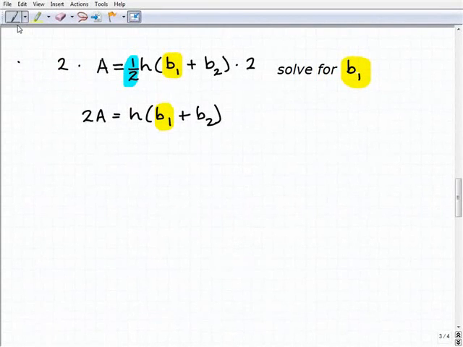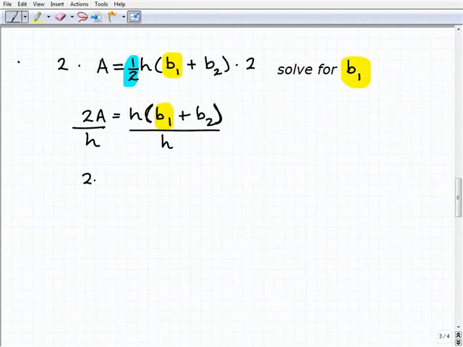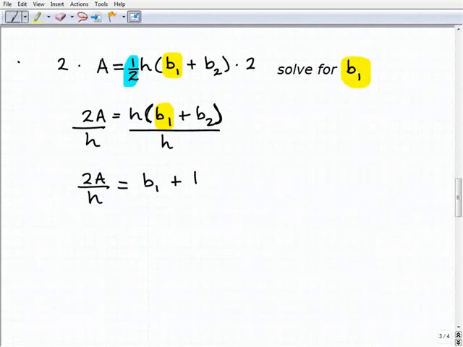From this point forward, there are a couple of different approaches you can take. Because you have h times b1 plus b2, and this is an entire quantity, some of you might have recognized that you can divide both sides of the equation by h. When you do this, you'll get 2a over h equals b1 plus b2. Do you understand what I did there? I just got rid of the h in front of that sum of b1 plus b2.